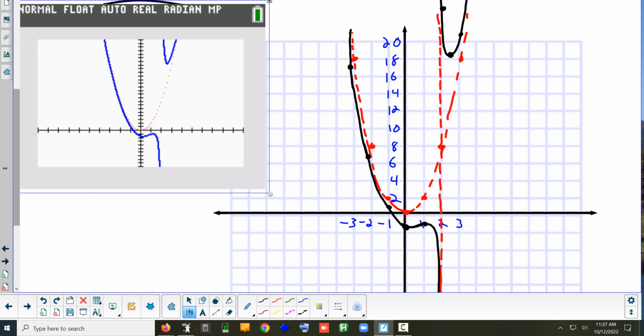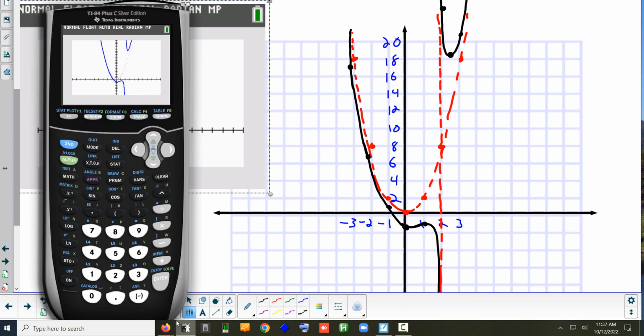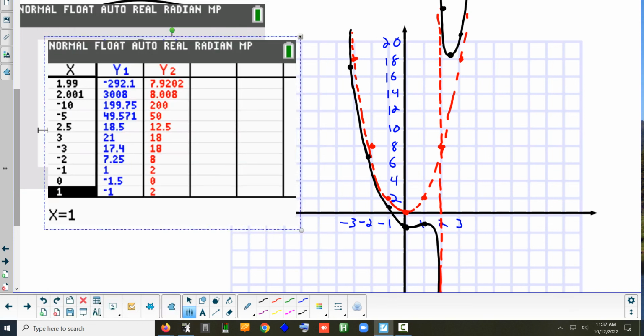So the key with the parabola is you graph both your asymptotes and then plot as many points as you need to. We'll do 7 or 8 points, something like that. So just plot as many points as you need to get a good picture. And keep this in mind, it's usually in 2 pieces.